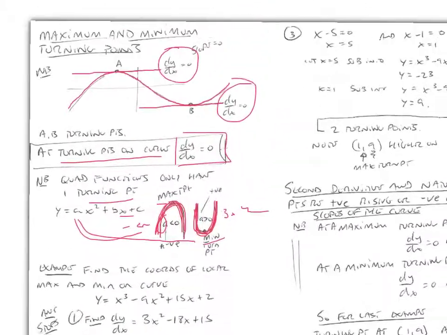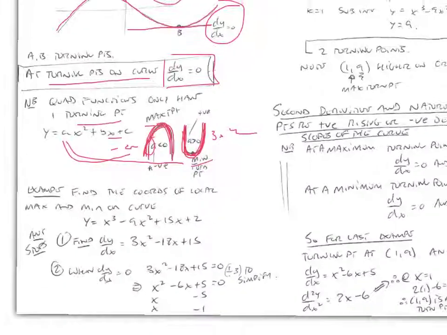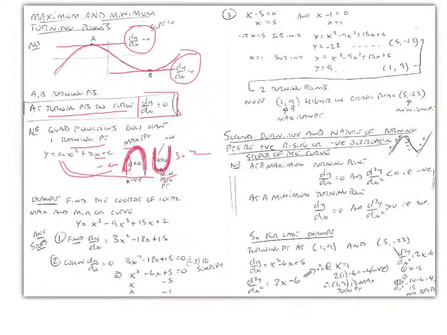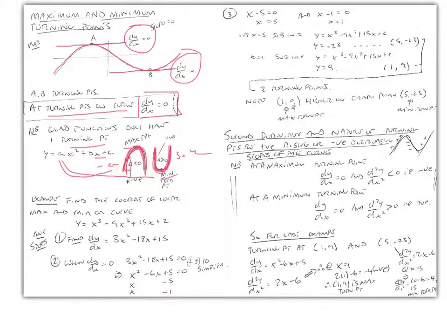So by example, find the coordinates of local maximum and minimum turning points on the curve y equals x cubed minus 9x squared plus 15x plus 2. First thing, find dy dx. That's equal to 3x squared minus 2 nines or 18x plus 15.